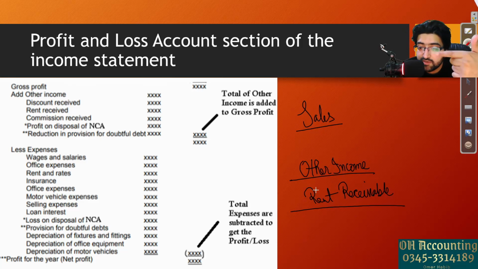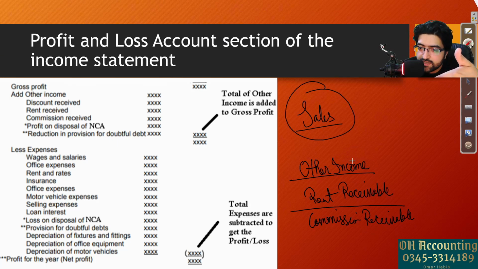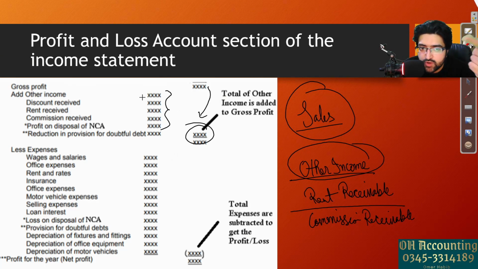Okay, there can also be other ways in which you can generate income, such as commission income. You did something for someone else, for any other business, and they gave you a commission, so commission receivable. And you can think of other examples as well. Any other way in which the business makes money apart from selling goods is called other income. Okay, so once we find the gross profit, like I showed you in the previous slide, you will add all the other incomes and get to a new figure, which will obviously be more than the gross profit, because you're adding these things to gross profit to get to a new figure.